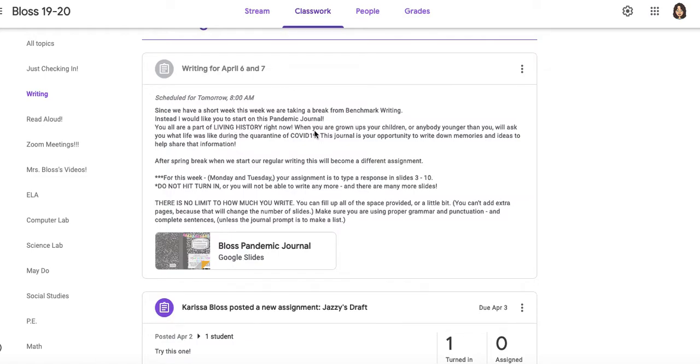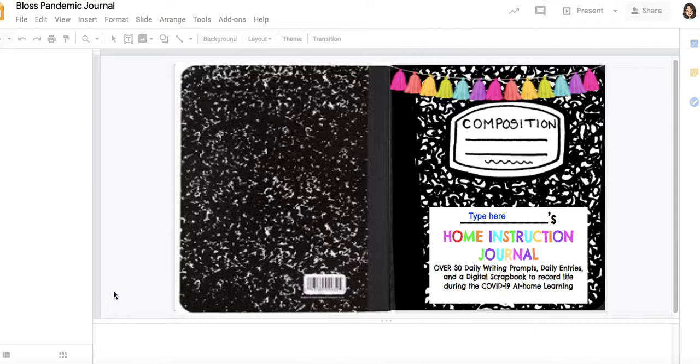When you guys are grown-ups, your children or anybody younger than you is going to ask you what life was like right now during COVID-19 and coronavirus. So you guys are historians in the making. This journal is your opportunity to write down memories and ideas. It's like a virtual digital scrapbook that we'll work on throughout the rest of the year. But for this week, I only want you to type a response in slides 3 through 10. Okay, because when we look at it, it has a ton of slides.